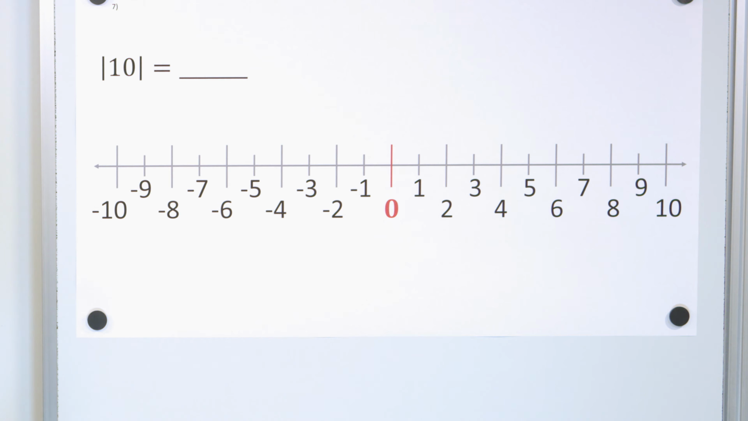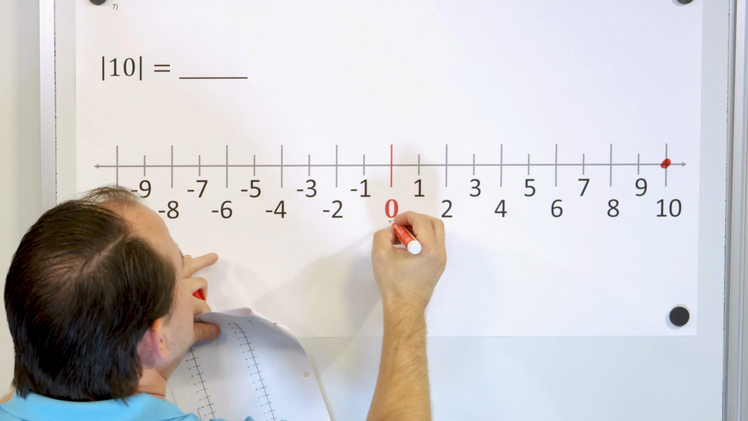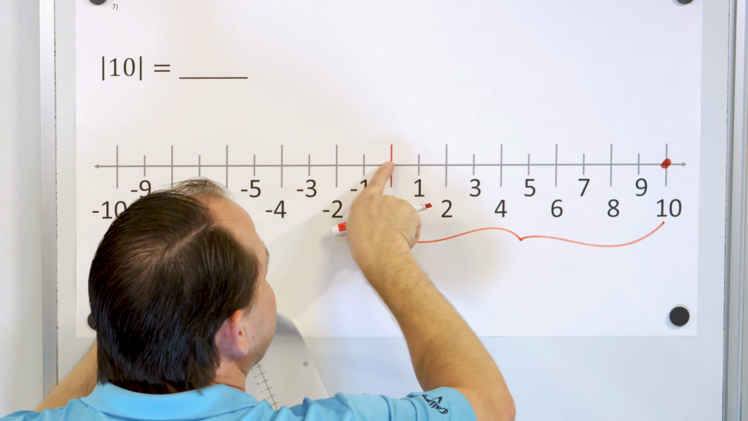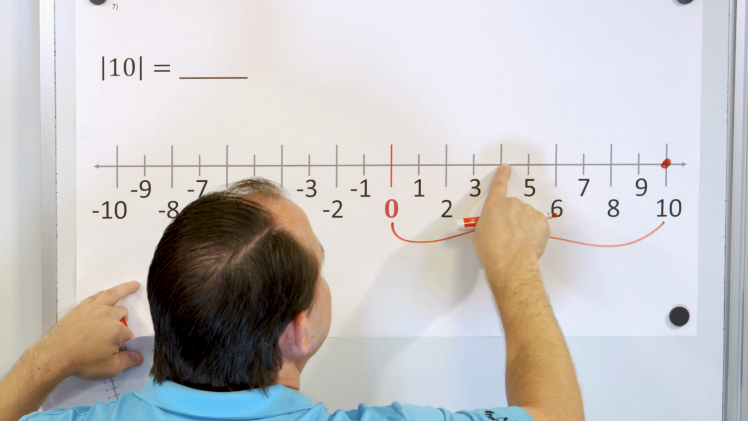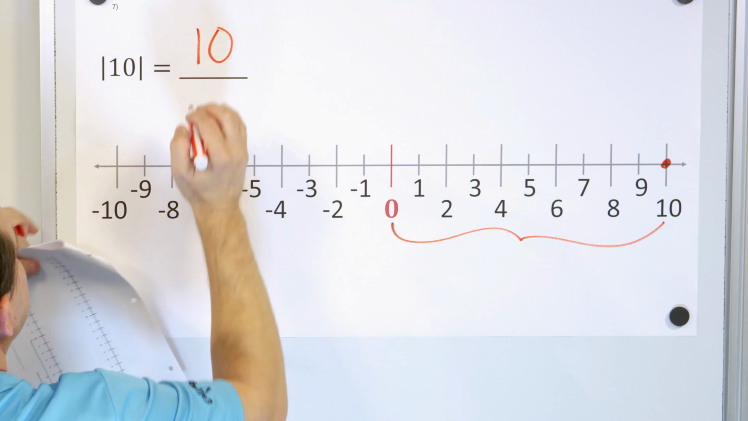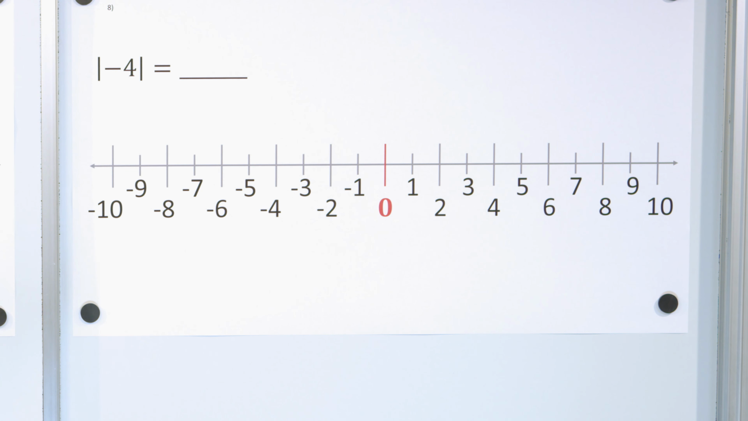All right, next problem. What is the absolute value of the number 10? Well, 10 is on the number line here, and when you take the absolute value, you're asking yourself, what is the distance of this point to 0? And of course, there are 10 distance units. You can count them. 1, 2, 3, 4, 5, 6, 7, 8, 9, 10 distance units, so the absolute value is just 10.